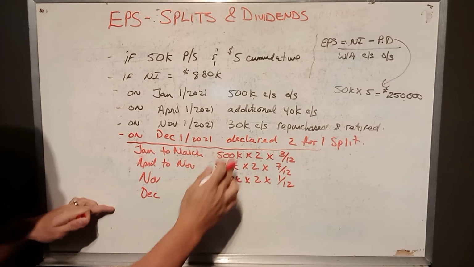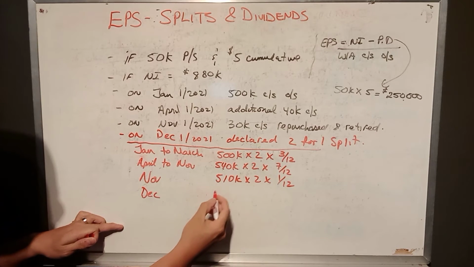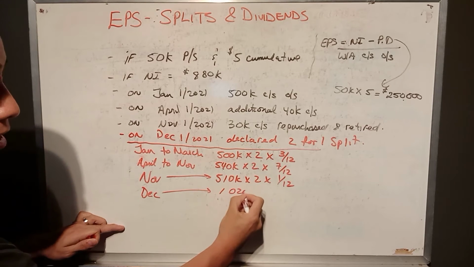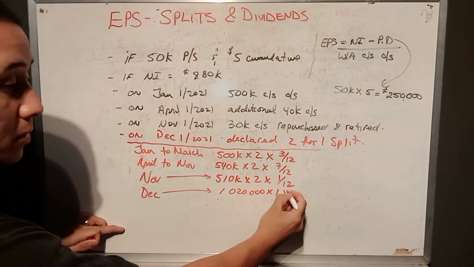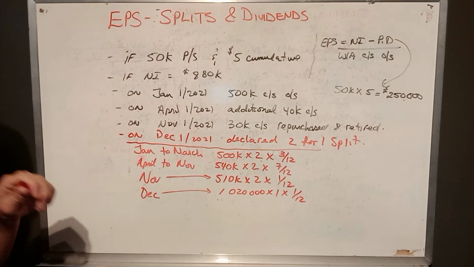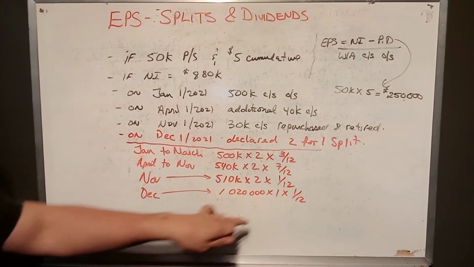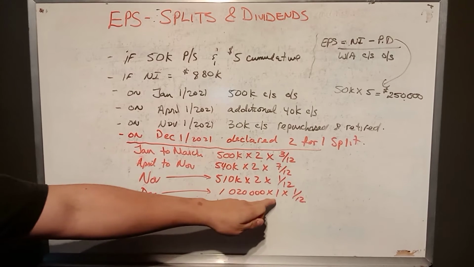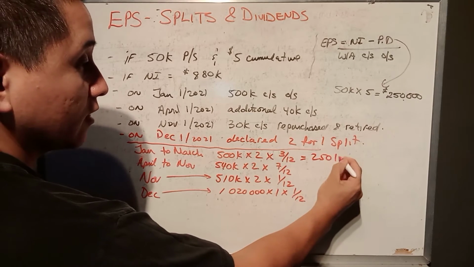And then on December, when the 2-for-1 stock split was declared, this would be 510,000 multiplied by 2, which yields 1,020,000, multiplied by 1 out of 12. Notice in the month of December we're multiplying by 1 because we already took into account the split here, so we're doubling it up here. That's why we multiply by 1. If we compute this, this would equal 250,000.